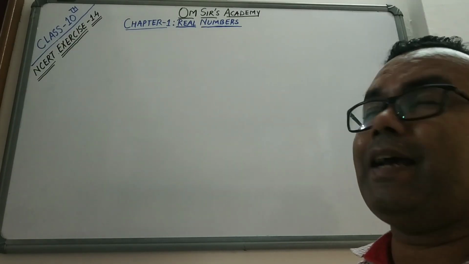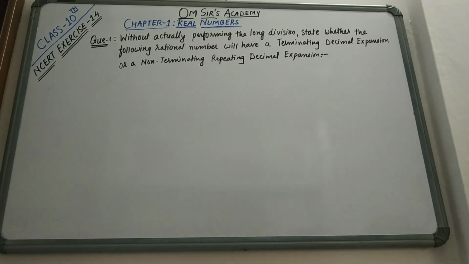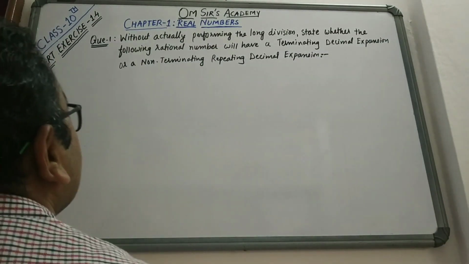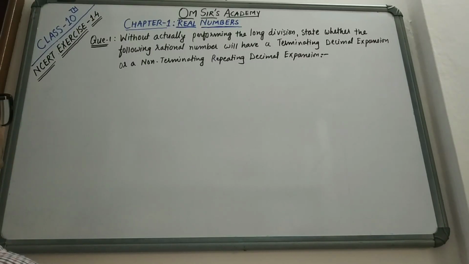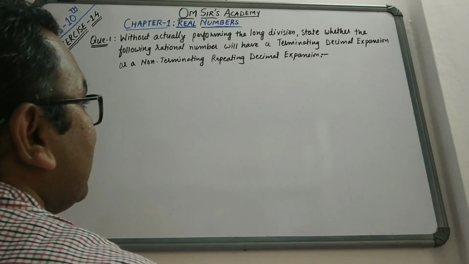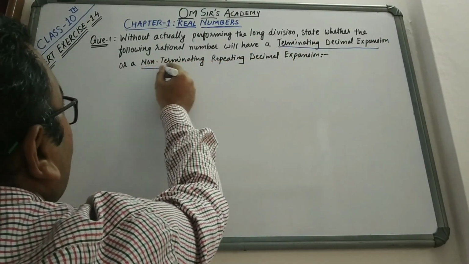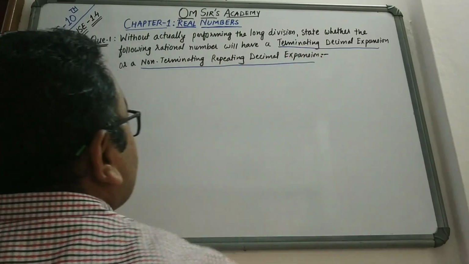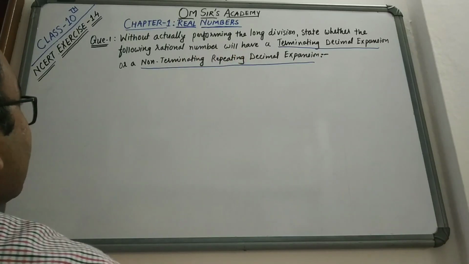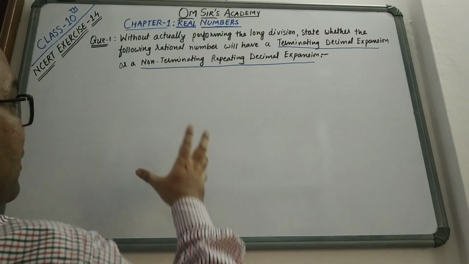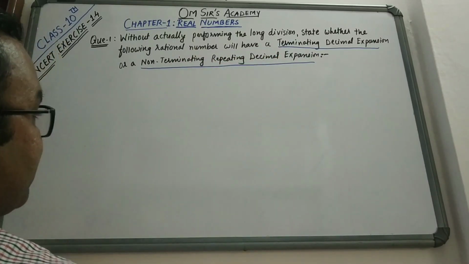Today we are going to learn exercise 1.4 of the textbook. The first question says: without actually performing the long division, state whether the following rational numbers will have a terminating decimal expansion or a non-terminating repeating decimal expansion. Is it clear? We don't have to divide by the long division process. We have to directly say whether the rational number will have a terminating or non-terminating repeating decimal expansion.